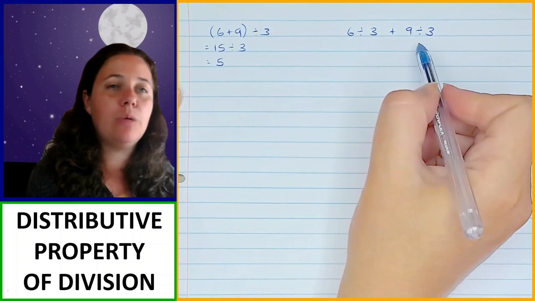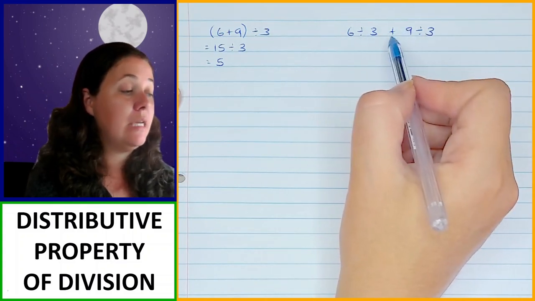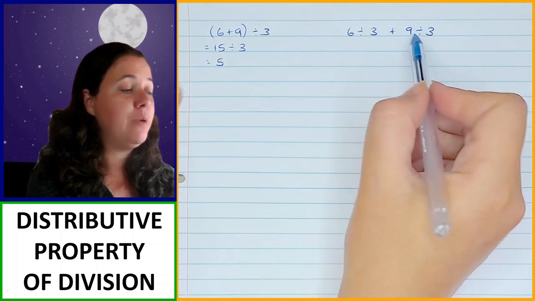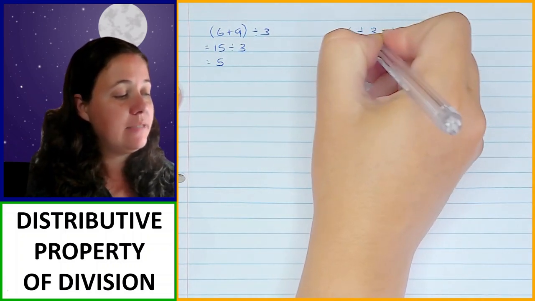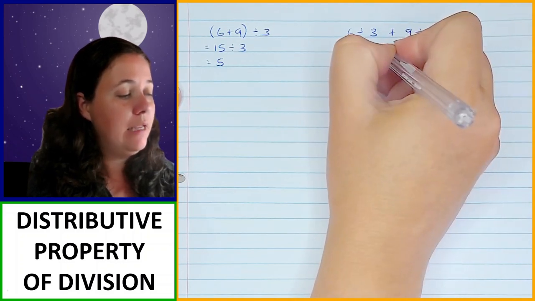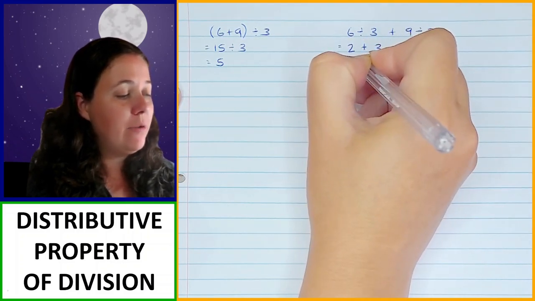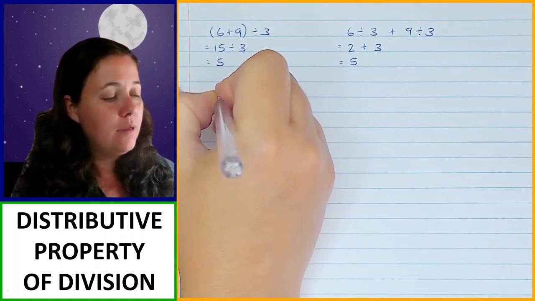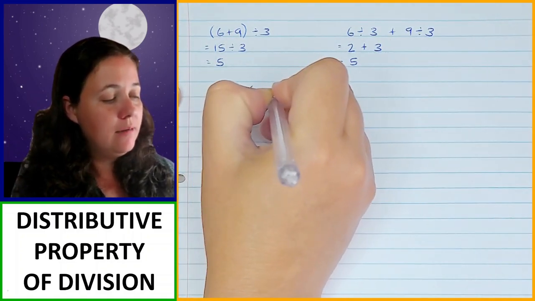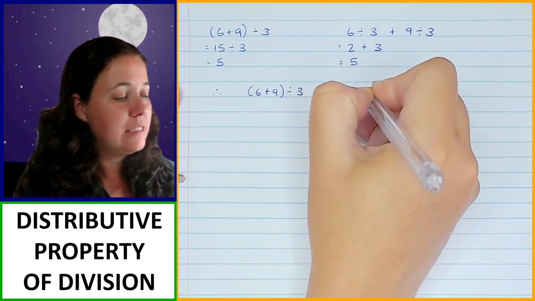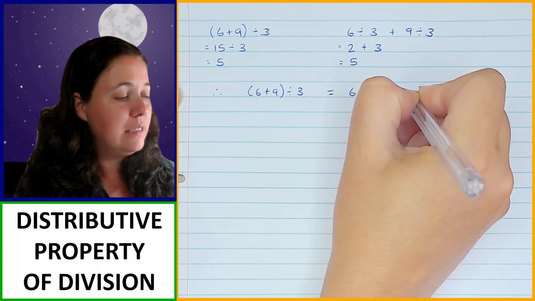In the second example over here, the 6 and the 9, it's still addition, just like it was over there, but they are separate and they are each being divided by 3. So this gives me 6 divided by 3 is 2, plus 9 divided by 3 is 3, and that also gives me 5. Now, because they both give me the exact same answer, I can say, therefore, 6 plus 9 divided by 3 is equal to 6 divided by 3 plus 9 divided by 3.